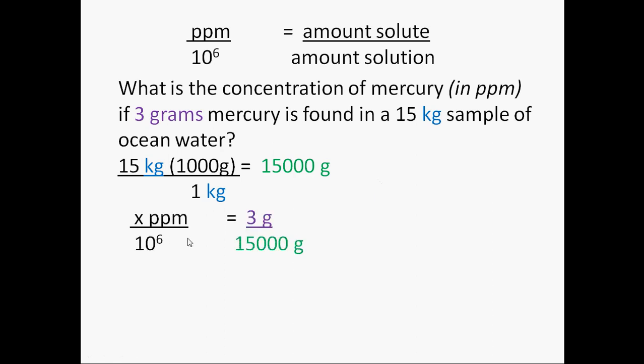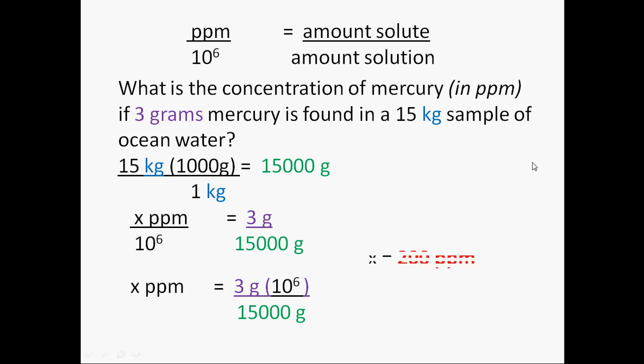Okay. So my parts per million over 10 to the 6 is equal to 3 grams of mercury divided by 15,000 grams of water, ocean water. To get my parts per million, I'm just going to multiply both sides by 10 to the 6th to undo this division here. Okay. And then just plug it on into my calculator. And what I then get is that the concentration of mercury in this sample of ocean water is 200 parts per million. Or in other words, if I pulled out 1,000,000 grams of water, I would find 200 grams of mercury in that sample. Not so good.